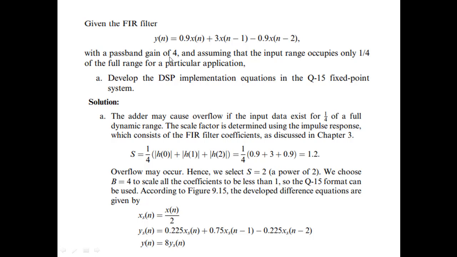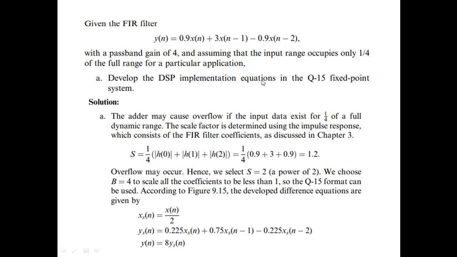So it has a passband gain of 4, and assuming that the input range occupies only 1 by 4 of the full range for a particular application. We don't know what the full range is, but it occupies 1 by 4 of the full range for a particular application. And our aim is to develop the DSP implementation equation in the Q15 fixed point system. We just have to find the implementation equation in case we are implementing in Q15 fixed point system.